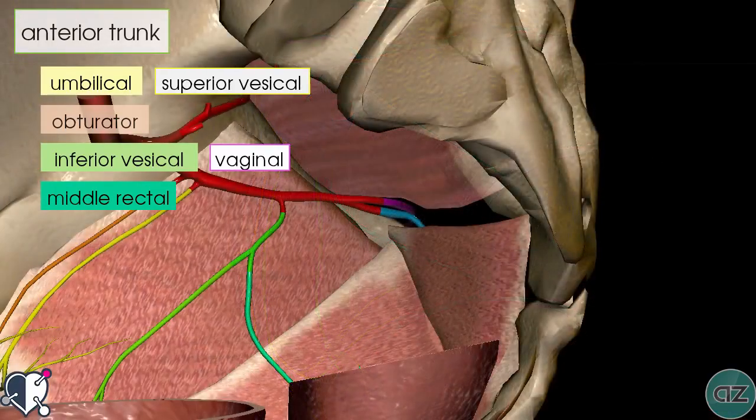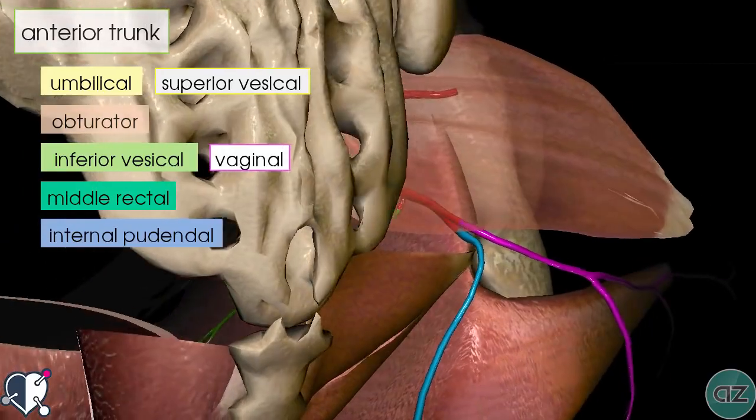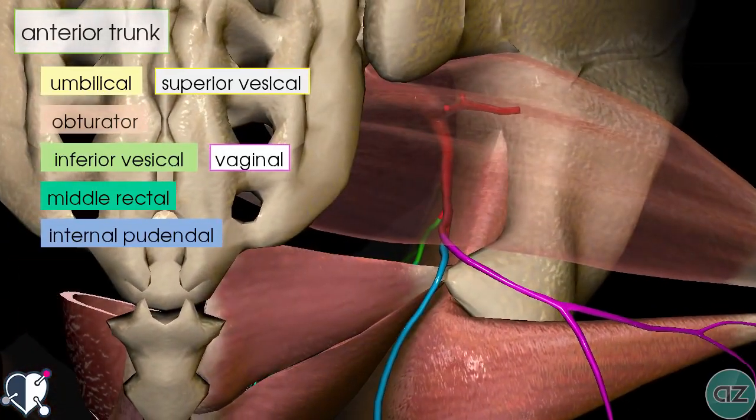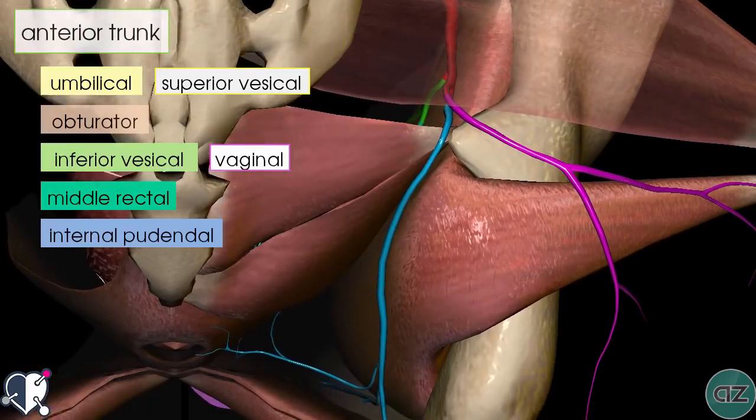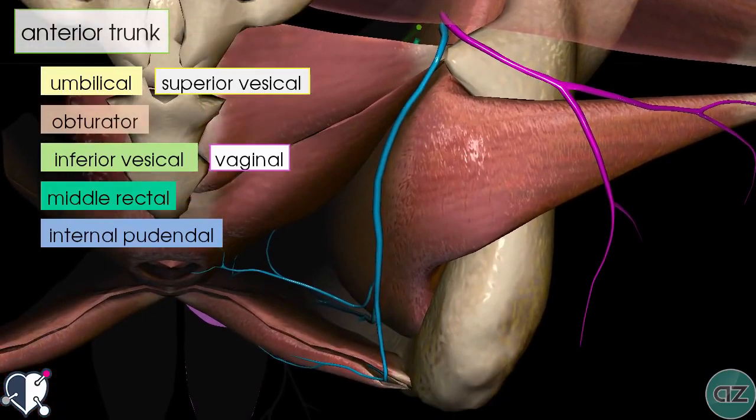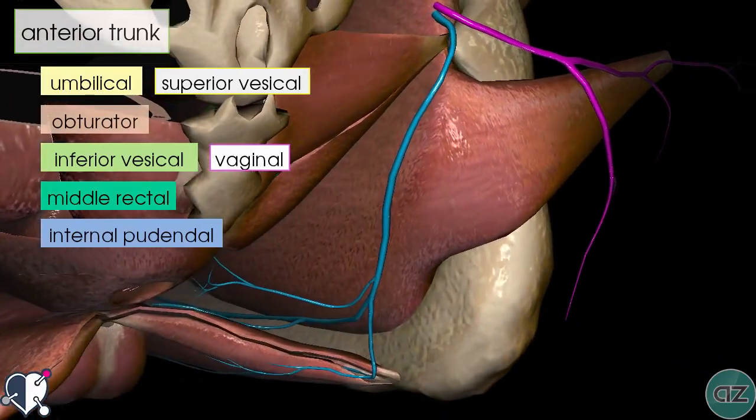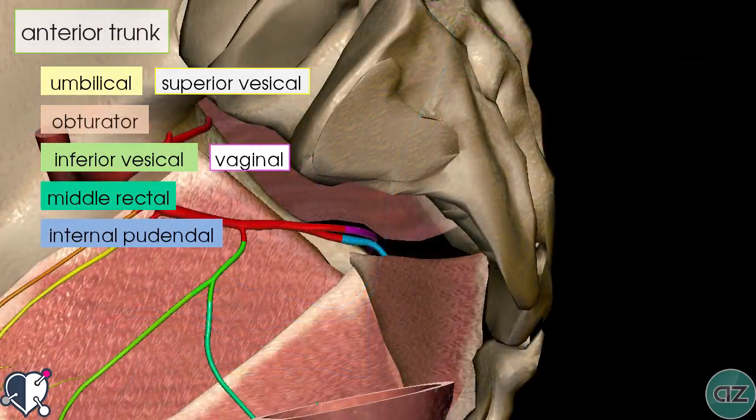The next branch is the internal pudendal artery, which you can see in blue, and it exits the greater sciatic foramen between the ischio-coccygeus muscle and the piriformis muscle, which is translucent. It then descends, and you can see how it enters the perineal region via the lesser sciatic foramen to give off several different branches.